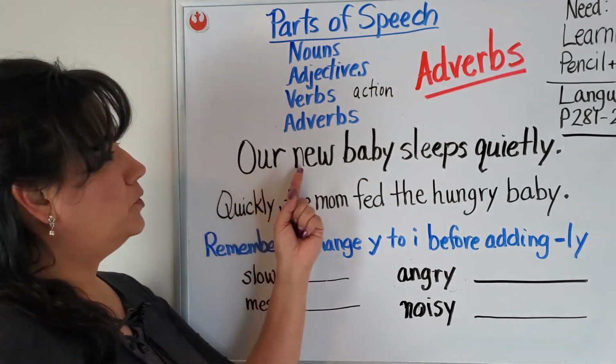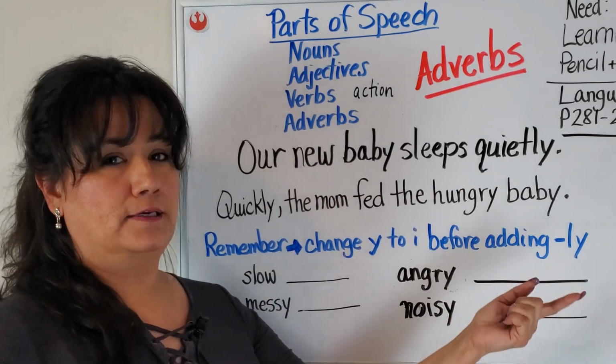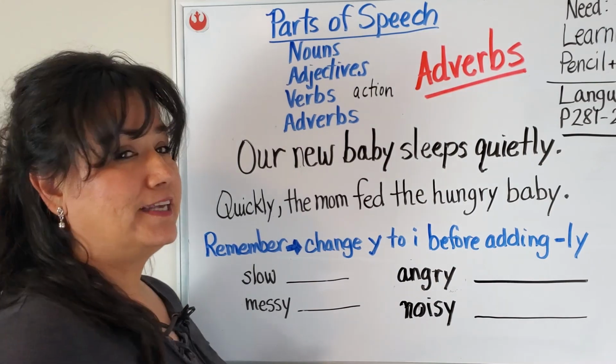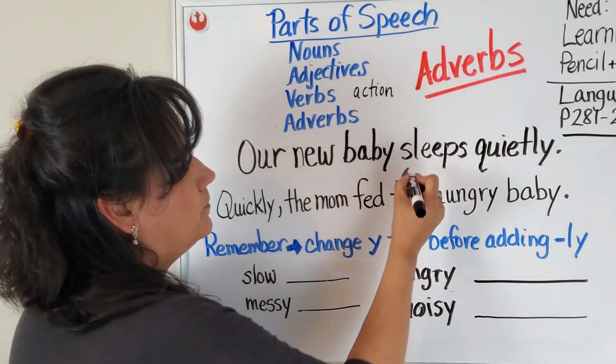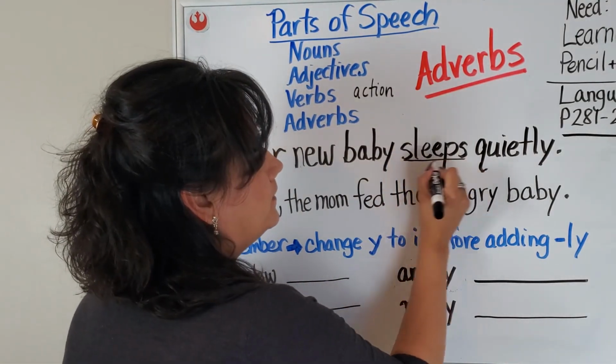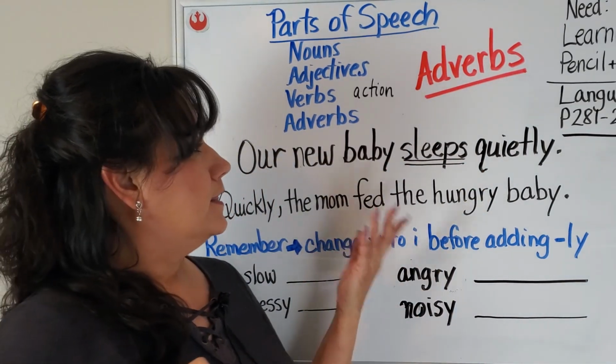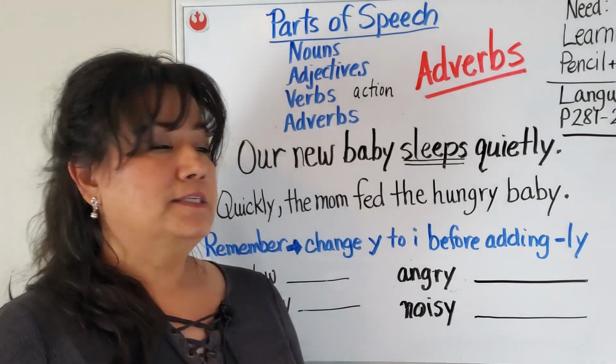And again, our new baby sleeps quietly. Do you know what the verb is? If you guessed sleeps, it is correct. We're going to underline the verb sleeps twice. That shows us that it is the verb in the sentence.